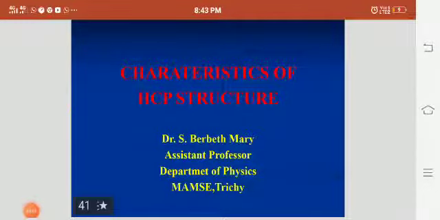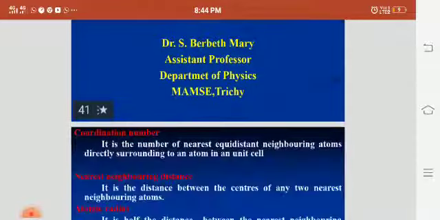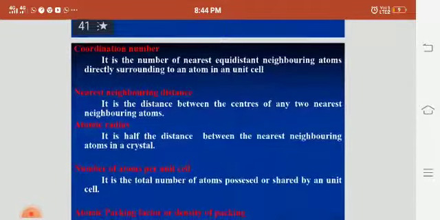Good morning to all. The topic which we are going to discuss is characteristics of HCP structure, where HCP means hexagonally closed packed structure. For that, we are going to look at some characteristics of HCP structure. First one is coordination number. It is the number of nearest equidistant neighboring atoms directly surrounding an atom in a unit cell. Nearest neighboring distance is the distance between the centers of any two nearest neighboring atoms.